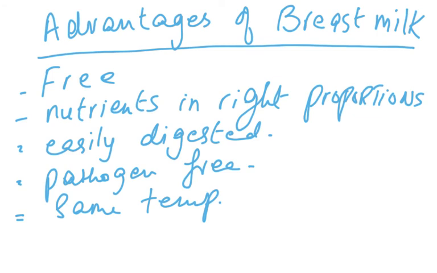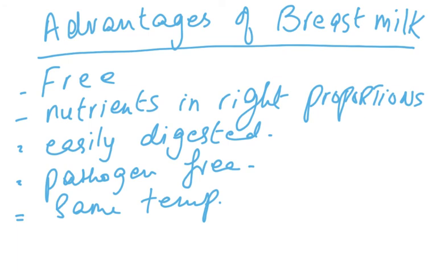But you see, the advantage of breast milk is, number one, of course, it's free. Number two, it has the nutrients in the right proportions. Then it is easily digested. Then it does not contain any bacteria, because it's going straight from the mother's breast to the baby. So there's no intermediary, there's no bottle, there's nothing in between. Then it's pathogen free. Pathogen free means it doesn't contain any disease causing microorganism, doesn't have any bacteria.